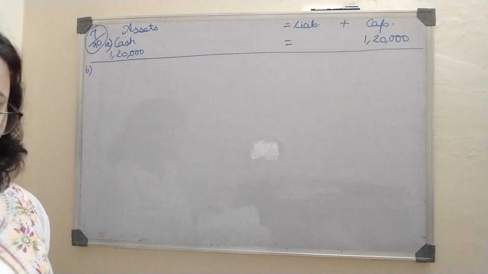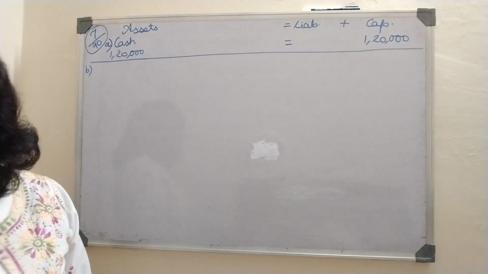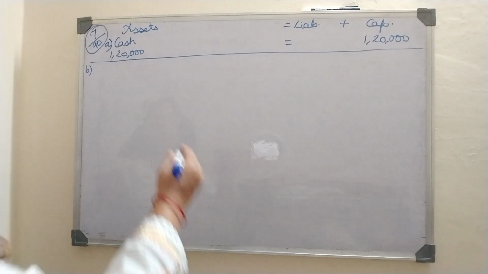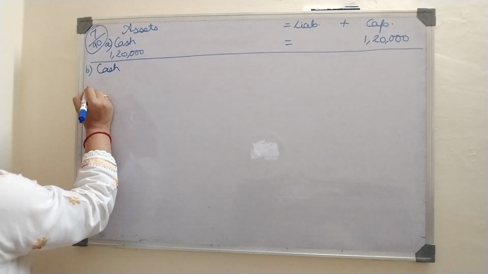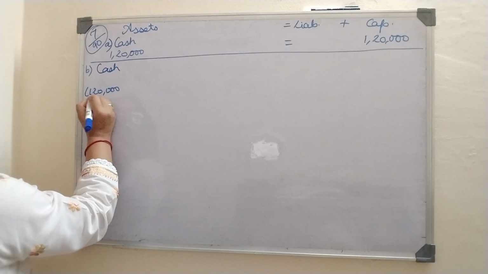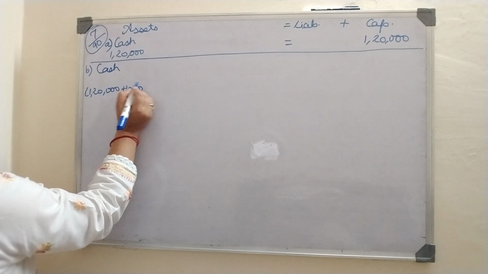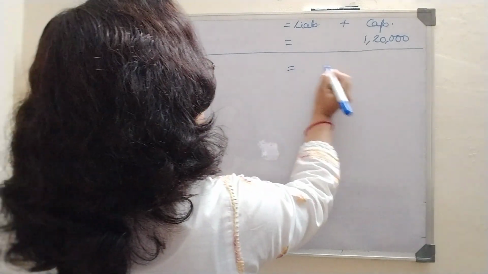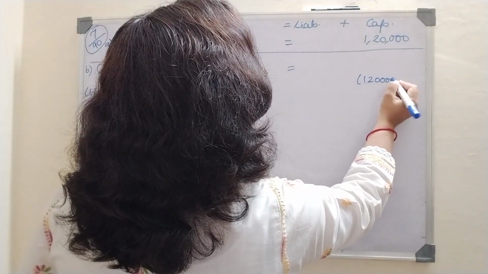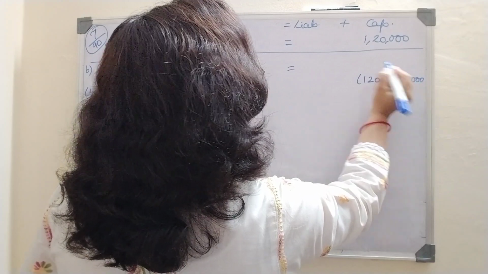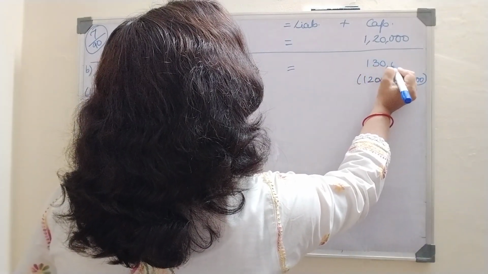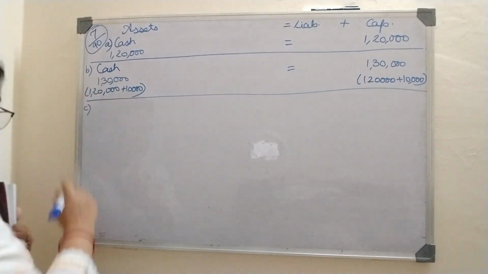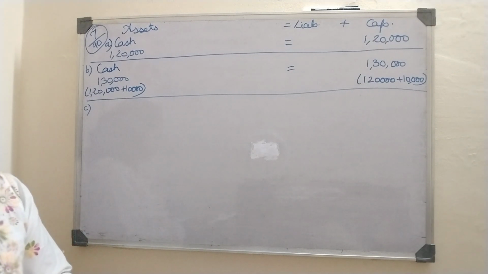Now second is rent received 10,000. So when you are receiving rent, it means you are getting cash. So it will be added in cash as well as in capital. So cash 1,20,000 plus 10,000 becomes 1,30,000 and over here 1,20,000 plus 10,000 becomes 1,30,000. Again, the total of both the sides is same, we know it. Now we move on to the next part.